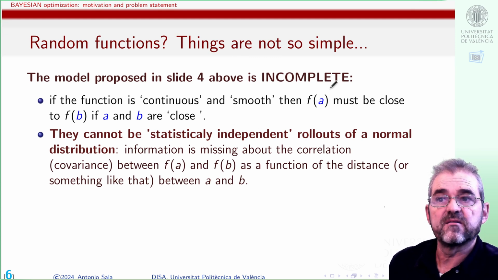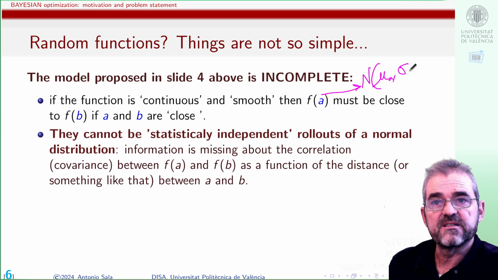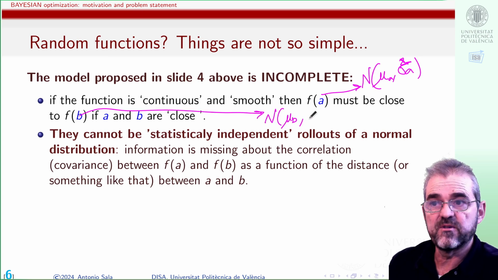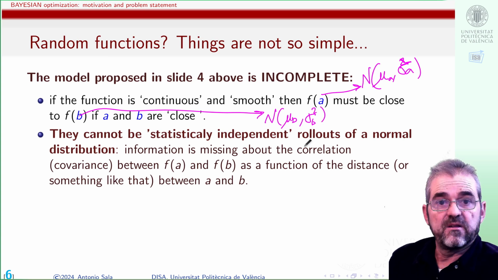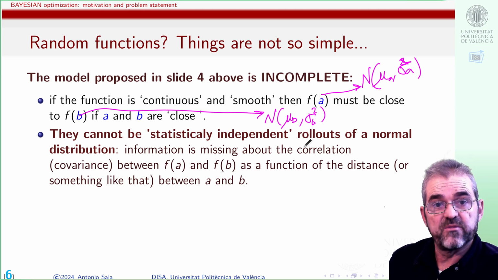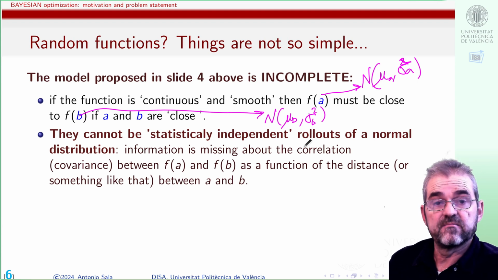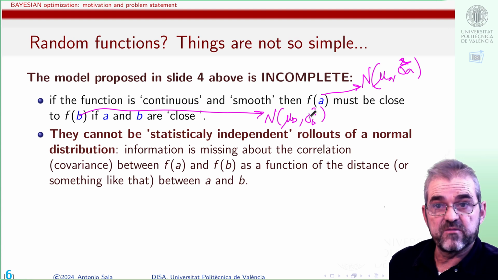Even if f of A is a normal with a given mean mu A and some variance sigma A squared, and f of B is a normal with a given mean mu B and sigma B squared, in order to ensure continuity, then mu B must tend to mu A when B tends to A. Sigma B must tend to sigma A, and the correlation between these two random variables must tend to 1. If B tends to A, then they must be copies of one another.